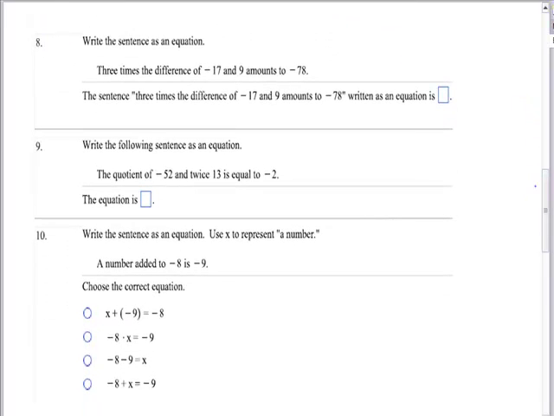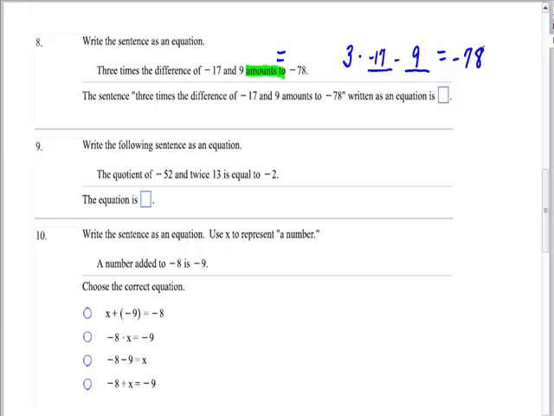Number 8. 3 times the difference of -17 and 9 amounts to -78. Well, this amounts to, that's going to be my equal. All right, now it says 3 times a difference. Now, a difference is subtraction, so I'm going to write down the format of a subtraction. 3 times the difference of negative 17 and 9 amounts to negative 78.